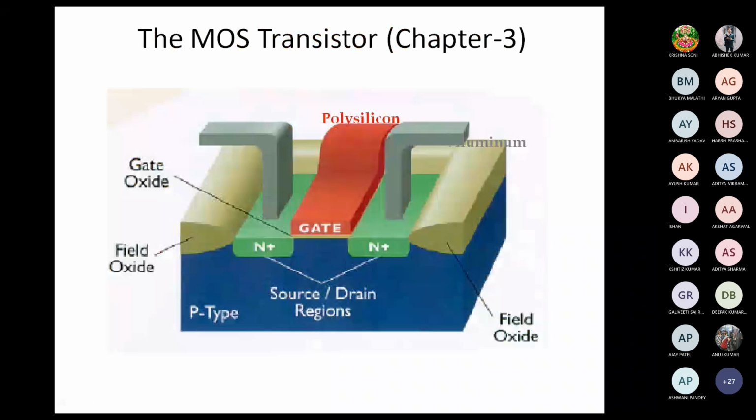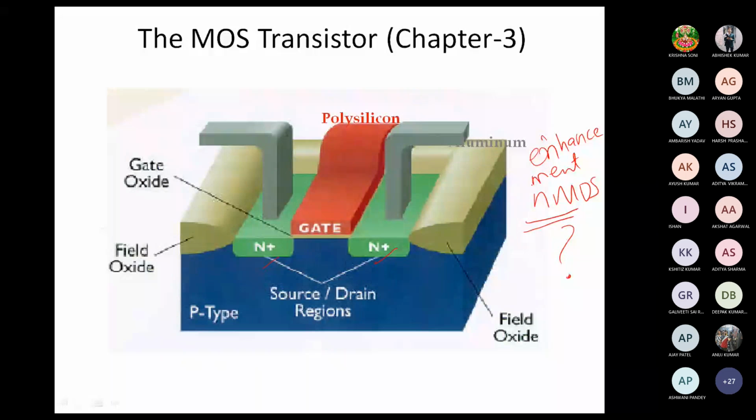So MOS transistor, we have already seen in the last few lectures how it looks really. We can identify that this is nothing but an NMOS transistor. Why is it NMOS? Because we can see N plus source and drain on the P type substrate here. So this is an NMOS enhancement type transistor.